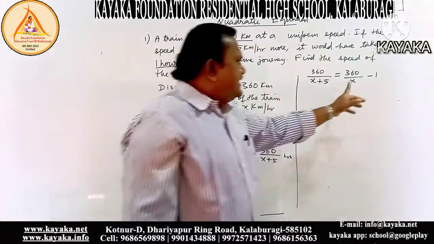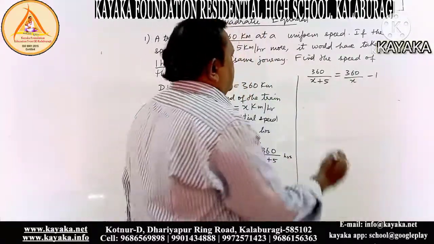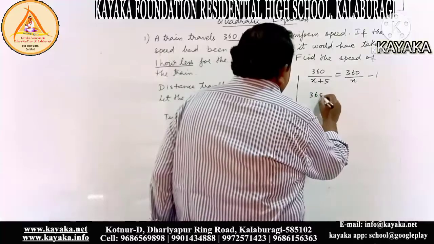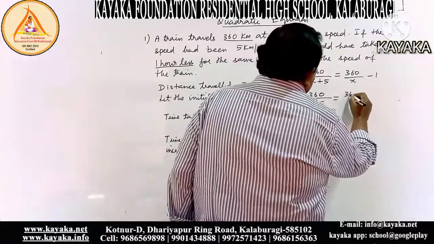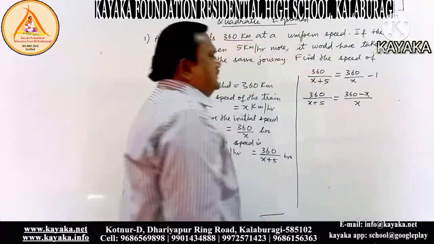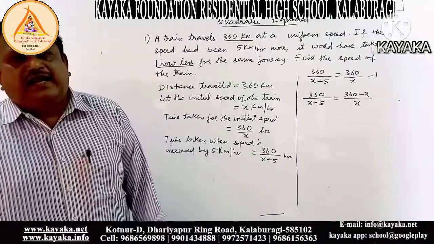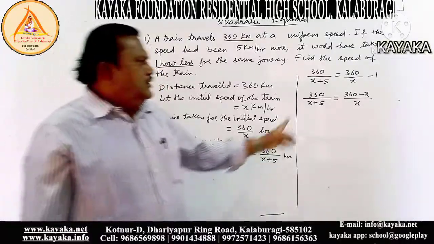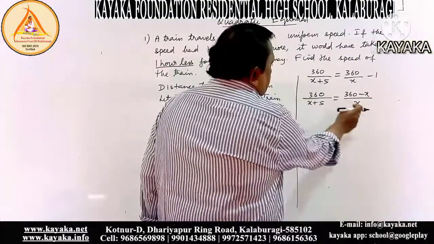Okay. Now we will take the LCM for the right hand side. Therefore, you will get 360 divided by x plus 5 will be equal to 360 minus x divided by x. Okay, dear children, now you cross multiply. Next step, you are going to cross multiply 360 into x.